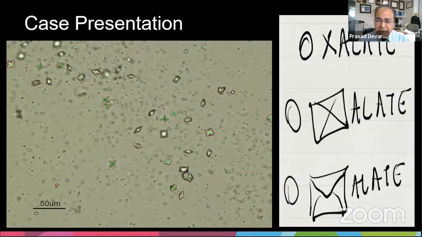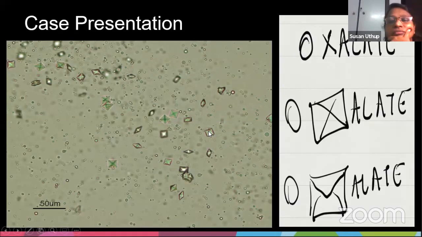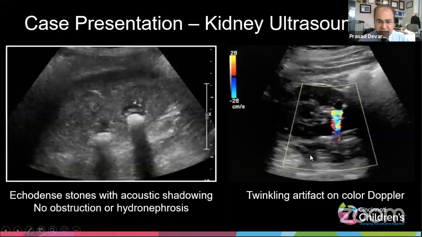And this is the way I remember oxalate crystals. The X looks like an envelope. So envelope-shaped crystals, as you can see here, here. This is typical of calcium oxalate. So for some reason, this young man has calcium oxalate crystals.